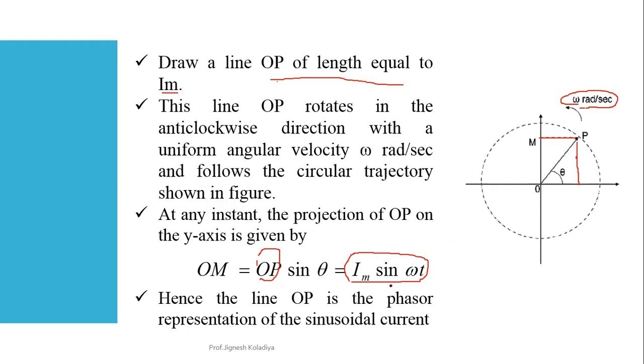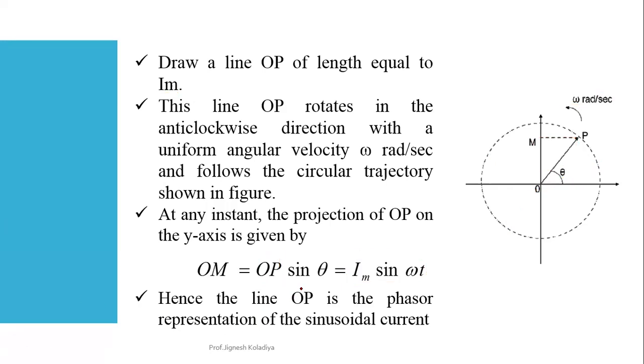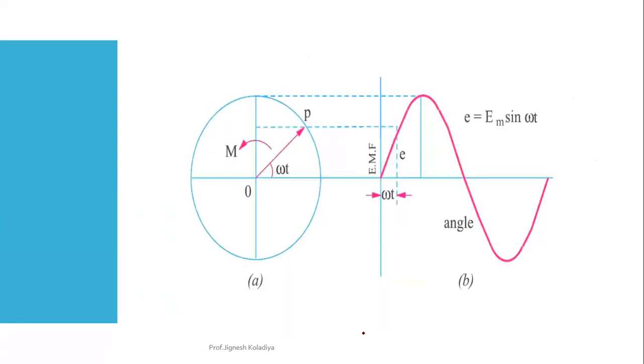That means the vertical component, or y-axis component, always gives me the instantaneous value, right? For example, if the vector is over here, then you will find the y-axis component somewhere at this point. If your vector is in the second quadrant, again you will get the y-axis component over here. If your vector is over here, then you will get the y-axis component over here. That means every time the y-axis component will give you the instantaneous value. Hence the line OP is the phasor representation of a sinusoidal current like this.